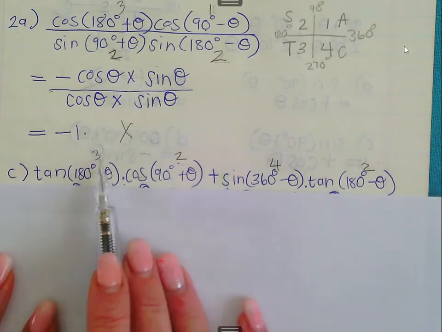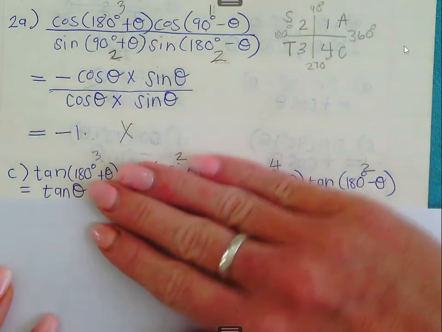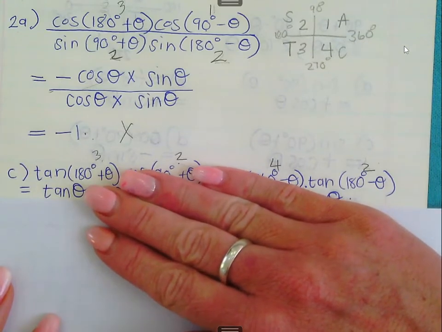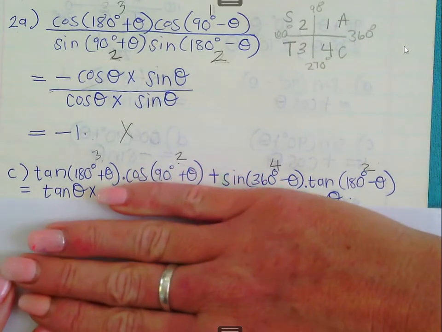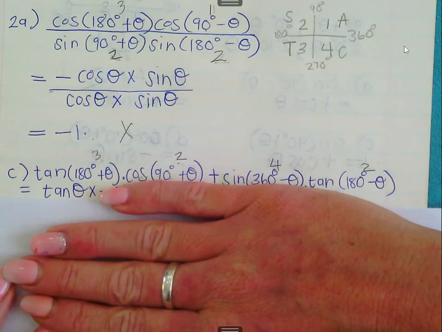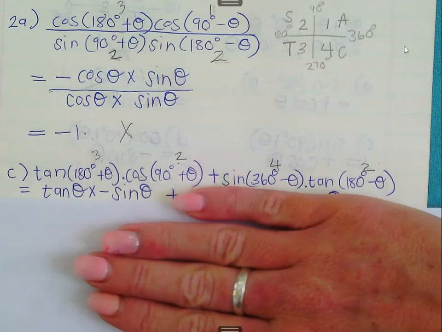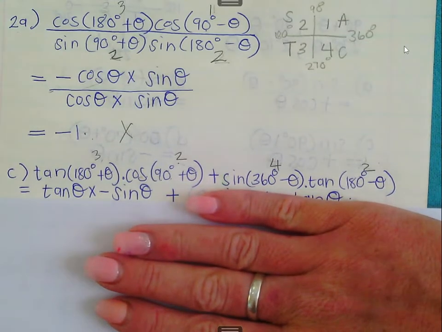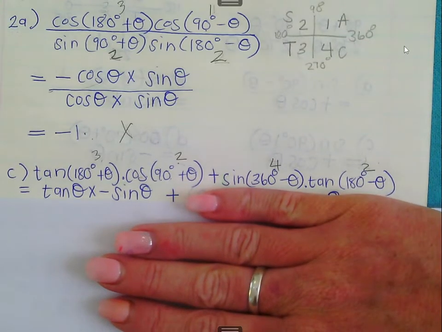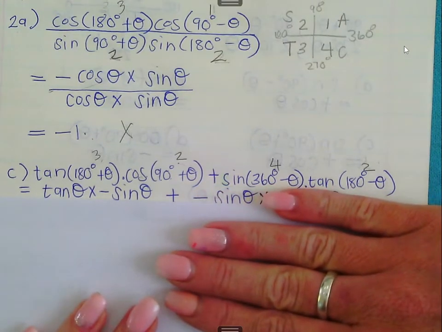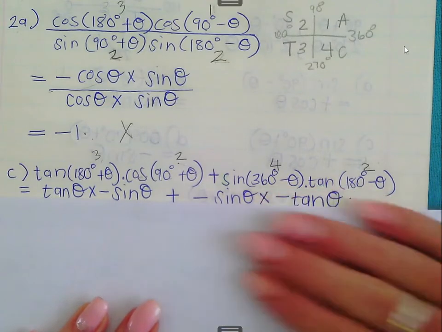Right, tan in the third is positive, therefore it's just tan theta. Right, cos in the second. Negative and sin. Sin in the fourth? Negative, does it change? No. Tan in the second? Negative, does it change? No, tan can't change, ne?